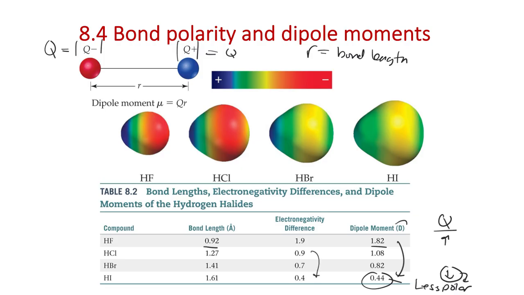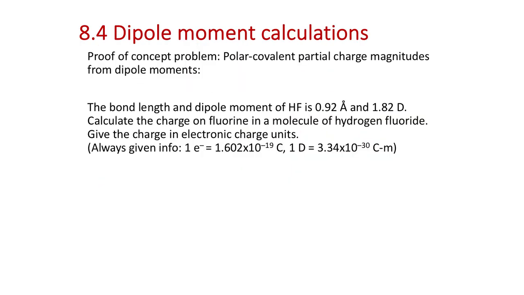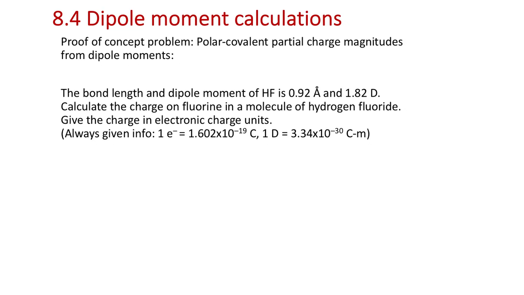So electronegativity differences play a key role in the magnitudes of charge that develop on the atoms. The bigger the electronegativity difference, we'd imagine a bigger Q. So let's see if we can calculate Q and put some numbers to this problem. This is also going to be what I call a proof of concept problem.